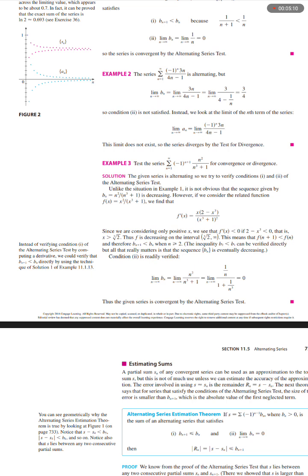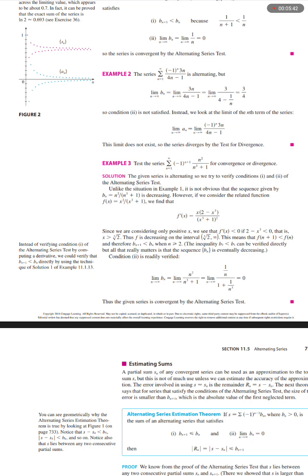This means that f of n plus 1 is less than f of n, and therefore b sub n plus 1 is less than b sub n when n is greater than or equal to 2. The inequality b sub 2 is less than b sub 1 can be verified directly, but all that really matters is that the sequence {b sub n} is eventually decreasing.